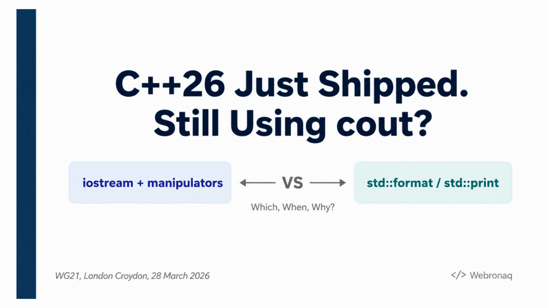Just this past March, WG21 officially shipped C++26 in London Croydon, the newest C++ standard in 3 years. It brings compile time reflection, contracts, and a further refined std::format and std::print story. So here is a question worth asking right now. If std::format is so clean and modern, why should you still care about custom stream manipulators? The answer is that manipulators and std::format solve slightly different problems, and in many real codebases you need both.